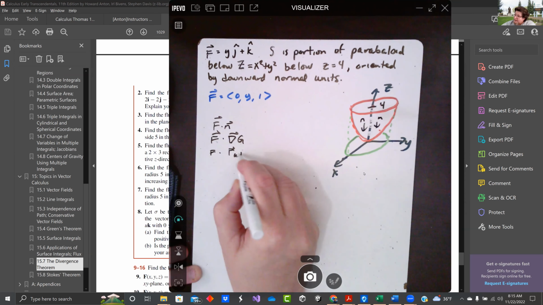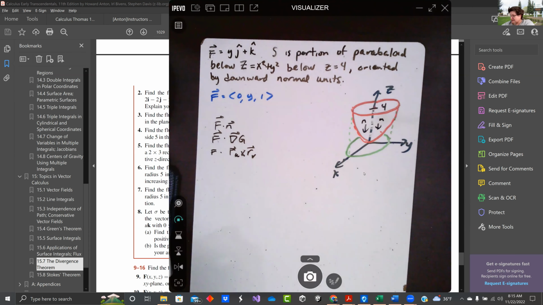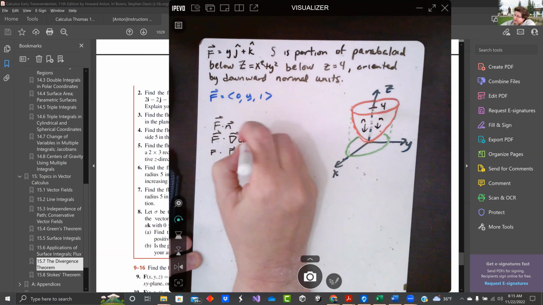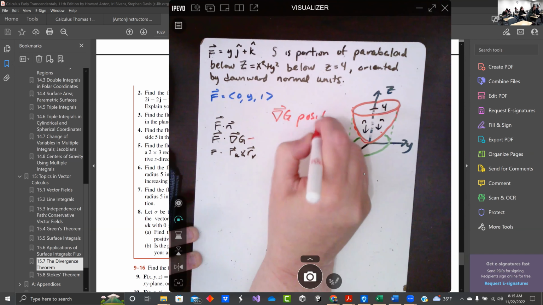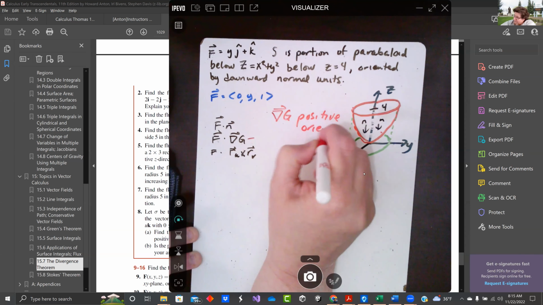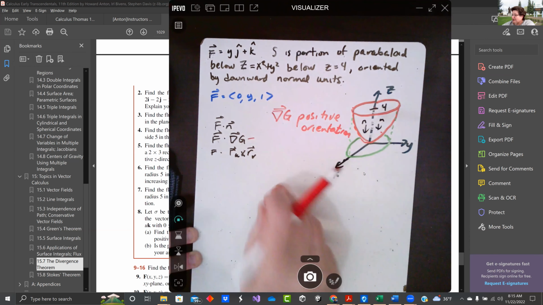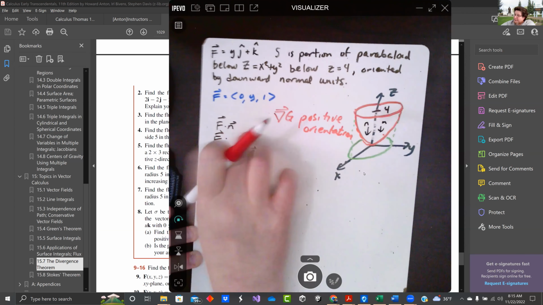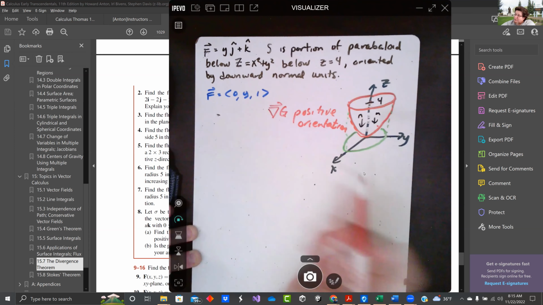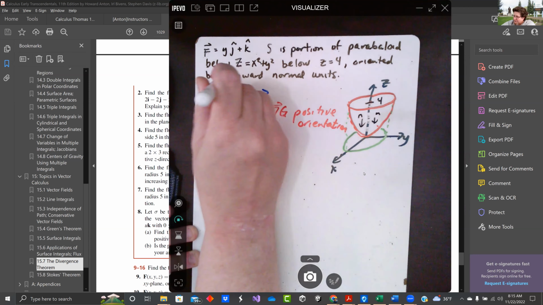If we're going to go with grad G, what I failed to mention earlier, and I probably should have, is that grad G implies positive orientation. So if it's not positive orientation, if it's downward, it's negative, we should use negative grad G for this problem. Negative grad G would be better usage since we have downward normal vectors.